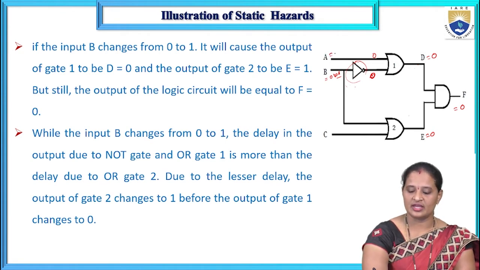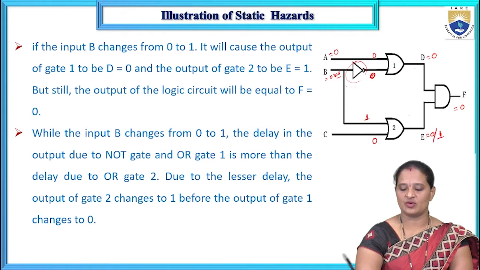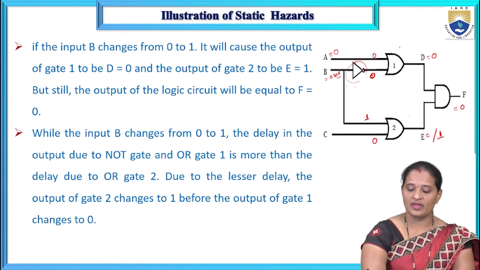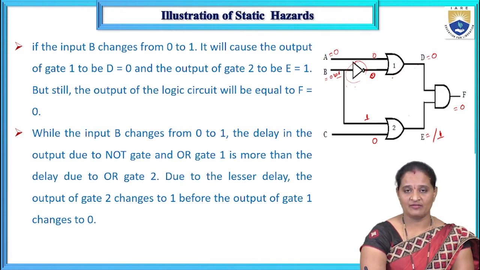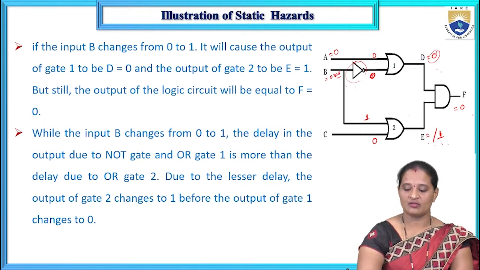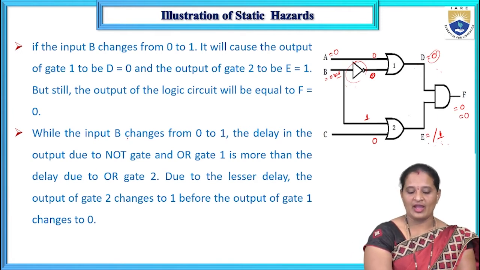So actually what is the input here? A is 0, but B is now changing from 0 to 1. So E becomes 1 now. Initially it was 0. Now due to the change in input B from 0 to 1, before the output of OR gate 1 arrives, the output of OR gate 2 changes to 1. Initially the output of this gate was 0, now it is 1, so both are 1, so it remains 0.